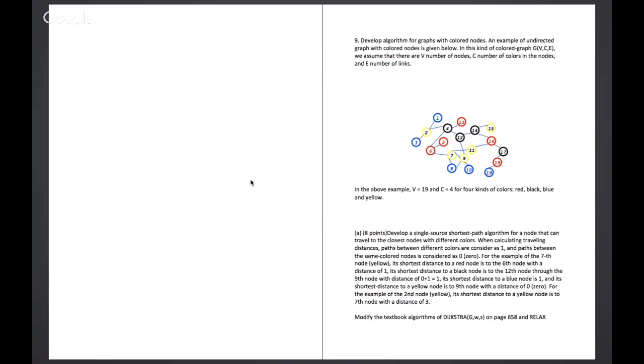Number 9 basically says develop an algorithm for graphs with colored nodes. An example of an undirected graph with colored nodes is given below. In this colored graph, G = (V, C, E), we assume that there are V number of nodes, C number of colors in the nodes, and E number of links.